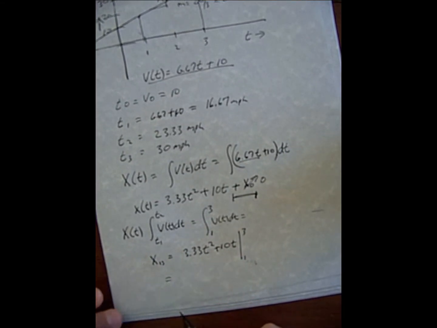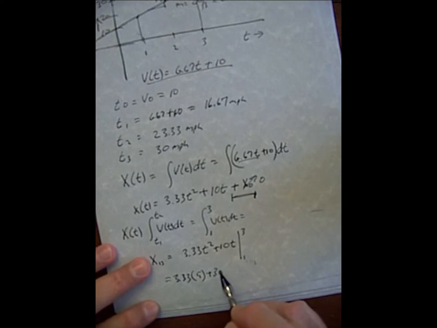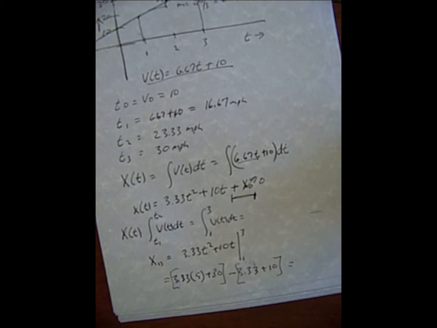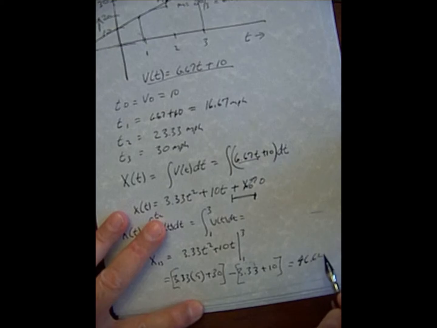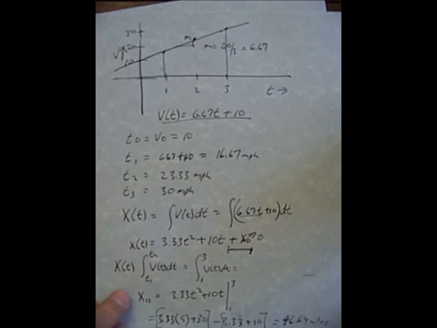So if we do that, we get 3.33 times 9 plus 30, minus 3.33 plus 10. And my handy calculator says 46.64 miles. That's our total distance we went, but what does that look like on a graph?